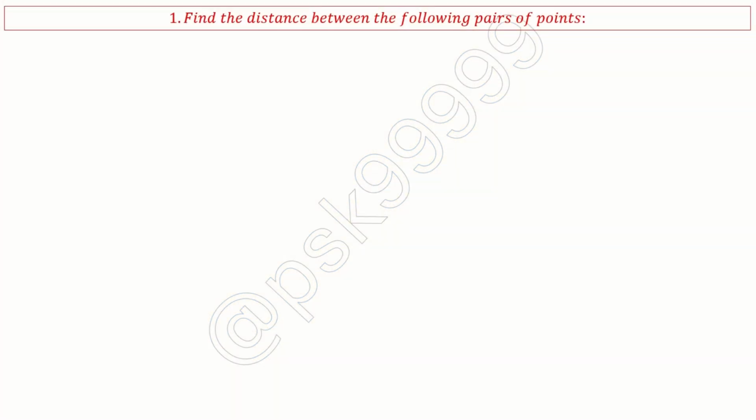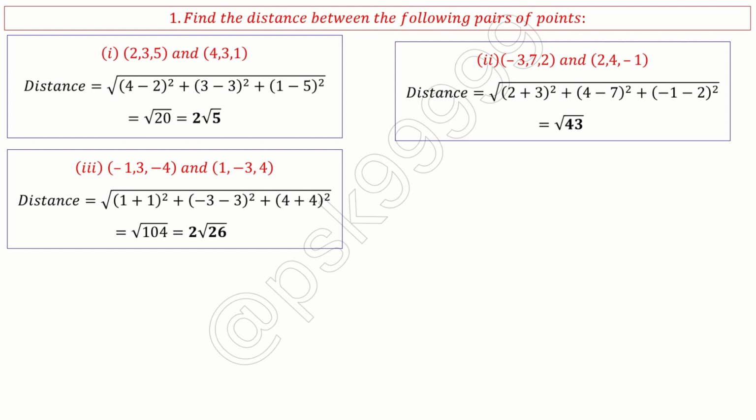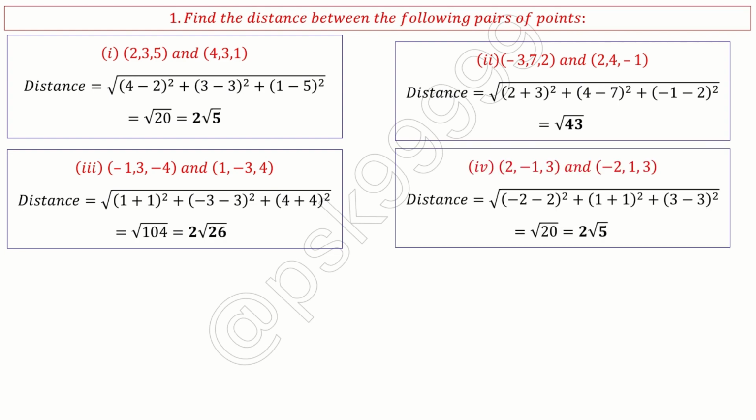Find the distance between the following pair of points. Okay, so I'll do one of them, and the rest you can do. You have x1, y1, z1 and x2, y2, z2. The distance formula is the square root of (x2 minus x1) whole square plus (y2 minus y1) whole square plus (z2 minus z1) whole square. Okay, so this is how we should do it. I think these are simple questions which you can do yourself.